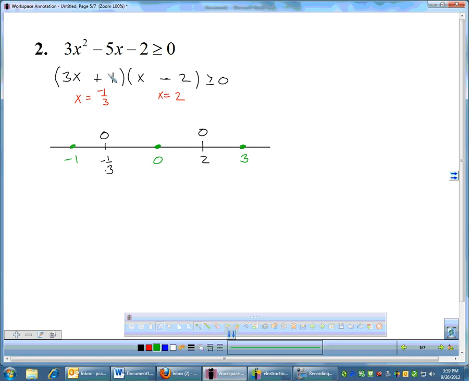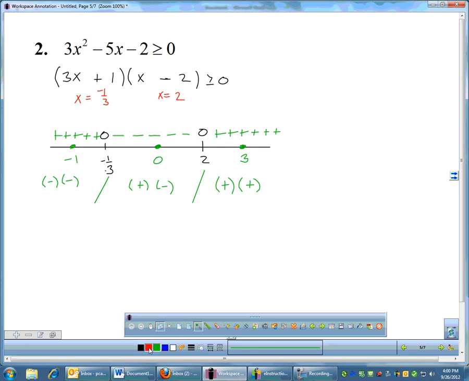3 times negative 1 plus 1 is negative. Negative 1 minus 2 is negative. If you multiply two negatives, you get a positive. Okay, plug in 0. 3 times 0 plus 1 is positive. 0 minus 2 is negative. If you multiply positive times a negative, you get a negative. Plug in 3. 3 times 3 is 9. Plus 1 is 10, which is positive. 3 minus 2 is 1, which is positive. If you multiply two positive numbers, you get a positive.